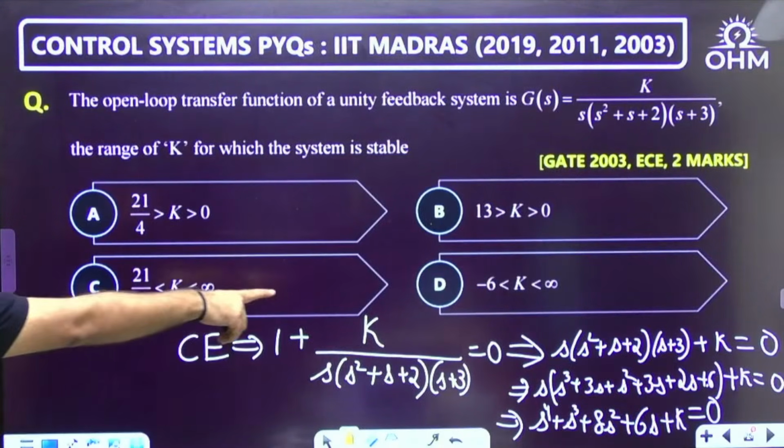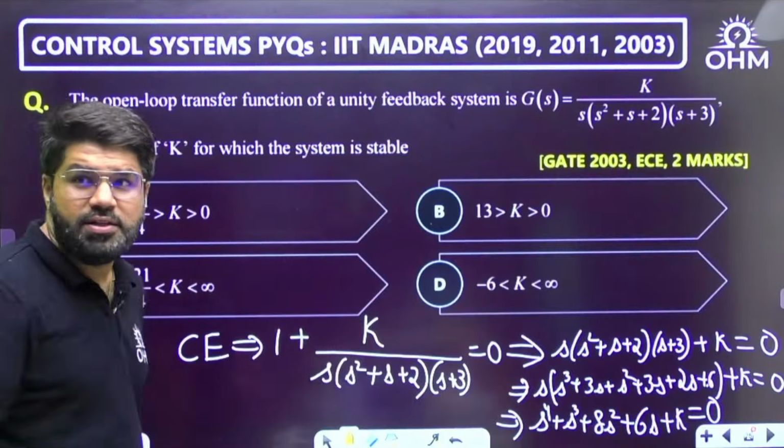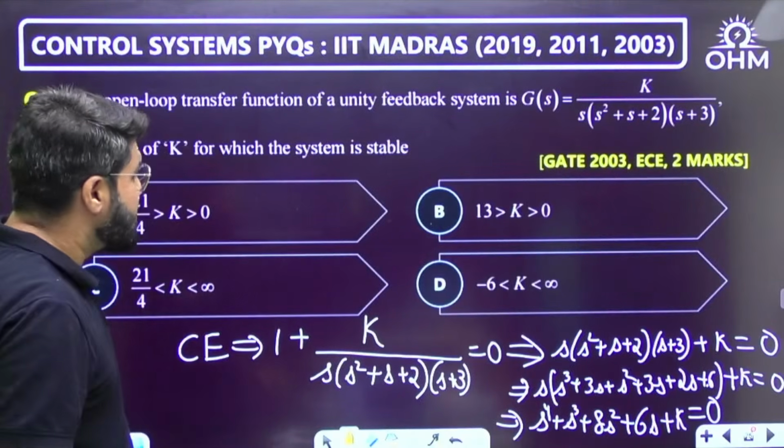Did any calculation error happen here or what? You have to tell me in that case. Usha Rakesh says answer A. Okay, I'll just check it out once again.